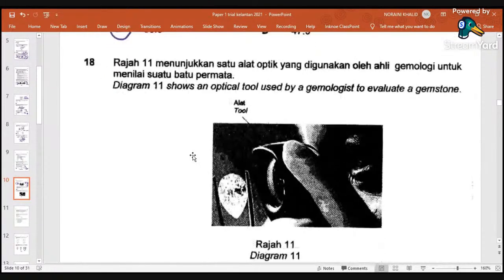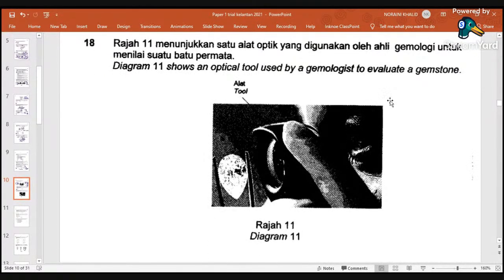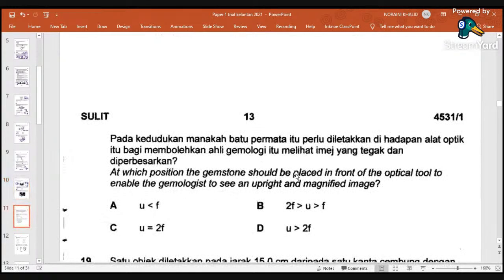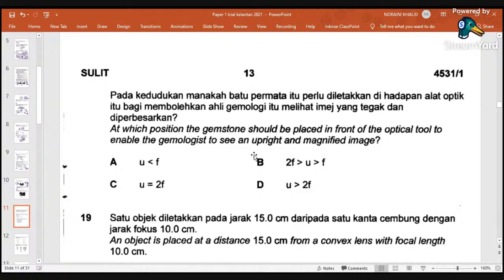Okay, number 18. Diagram 11 shows an optical tool used by gemologists to evaluate a gemstone. Okay, diamond. At which position should the gemstone be placed in front of the optical tool to enable the gemologist to see an upright and magnified image? Okay, so this one uses lenses. Gemology is one of the applications. We want to see upright and magnified.